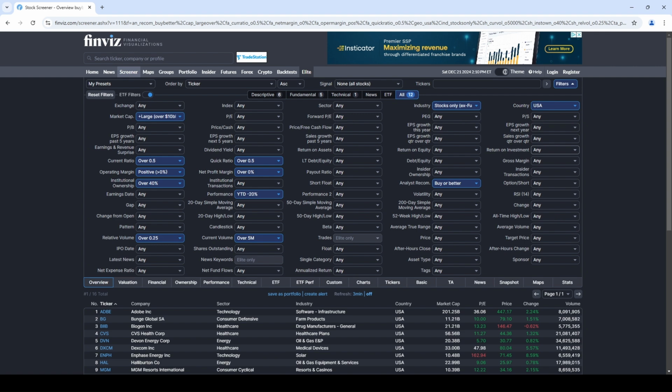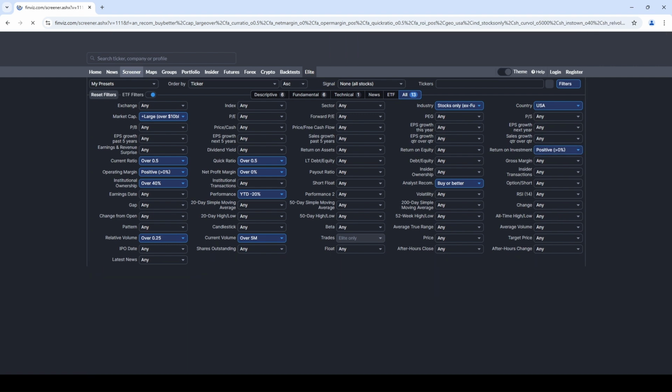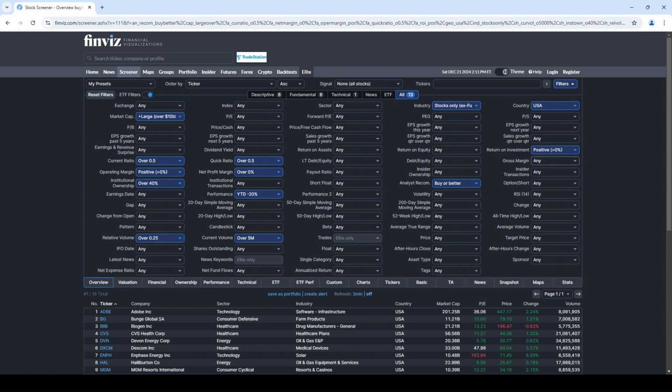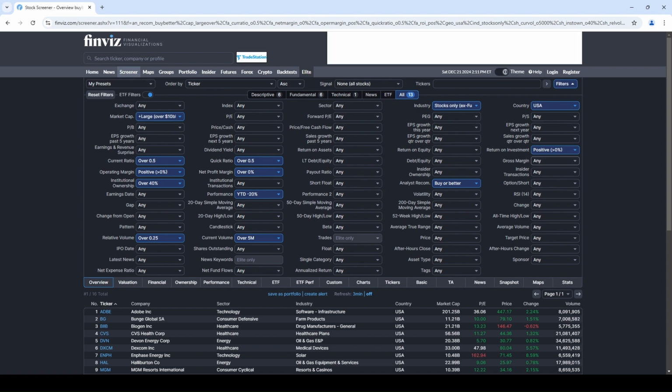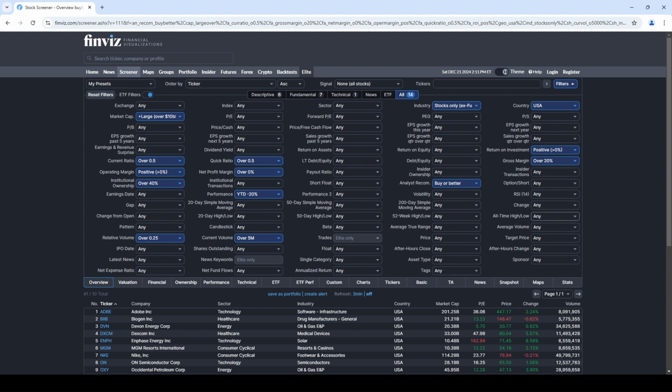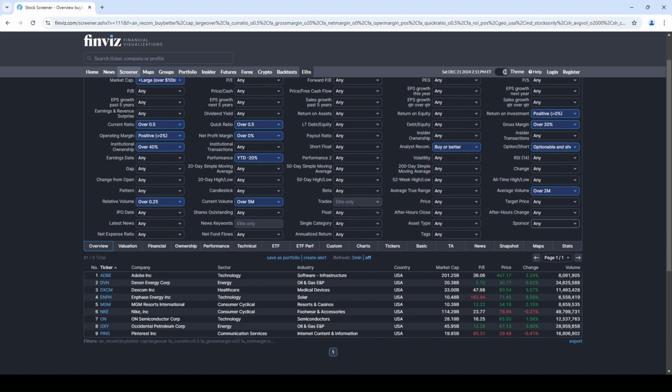Optionable and shortable. Ensure the stock allows both trading strategies. Average volume. Over 2 million for stocks actively traded. This screener identifies undervalued yet fundamentally strong stocks with potential for a trend reversal and growth. Perfect for spotting opportunities in the market.